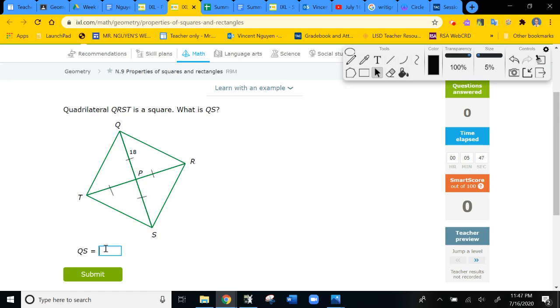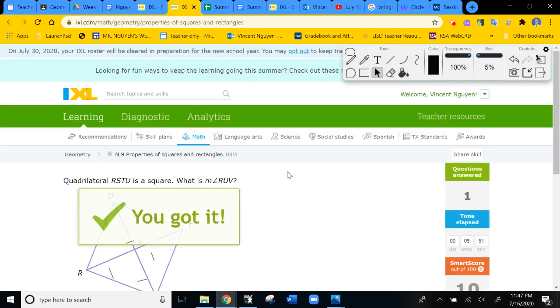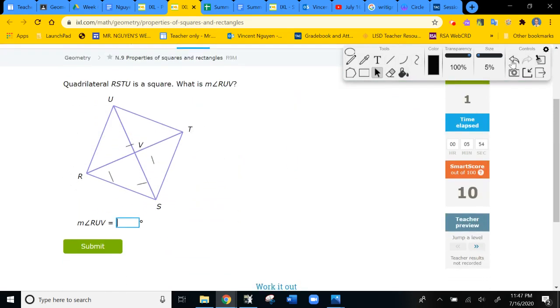18 times 2, which is 36. Let's hope I'm not going to mess up on my math. Submit. There you go. Okay, delete that. Let's do one more square, and then maybe we'll skip along if they give us too many squares.